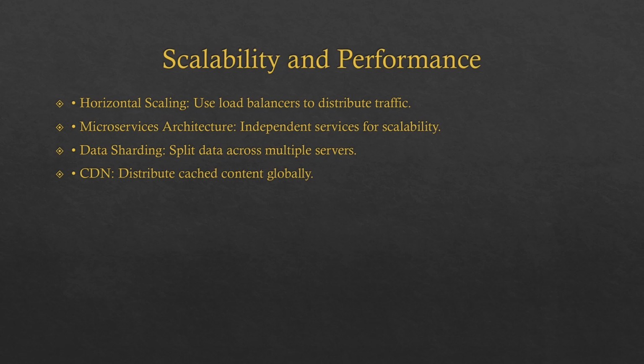Now let's discuss scalability and performance. As the system grows, we need to scale horizontally using load balancers to distribute traffic evenly across servers. Adopting a microservices architecture allows for independent scaling of services as needed. To handle vast amounts of data, data sharding can be applied, dividing the data into manageable chunks across different servers. Additionally, leveraging a CDN, content delivery network, can ensure fast content delivery worldwide.